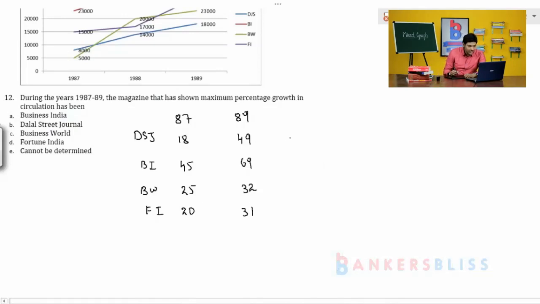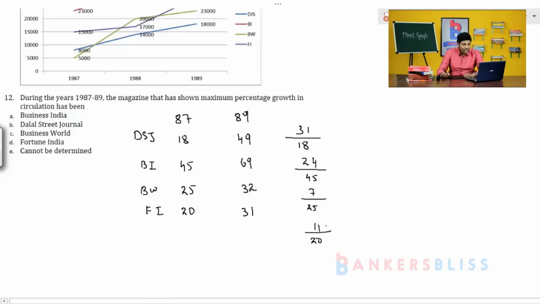See here, this is 49 minus 18 divided by 18. So 9 minus 8 is 1, 4 minus 1 is 3. That is 31 by 18. Next, Business India, how much you are going to get? Divided by 45. 9 minus 5 is 4, next 2. So 24 by 45. Next, Business World divided by 25. 32 minus 25 is 7. So 7 by 25. And in the last, the difference is 11, so 11 by 20.